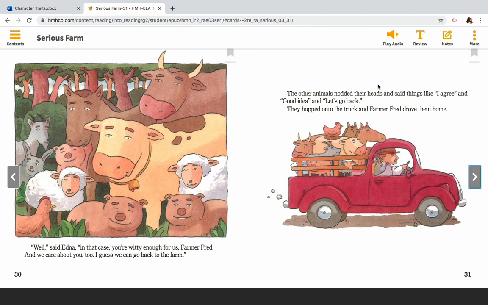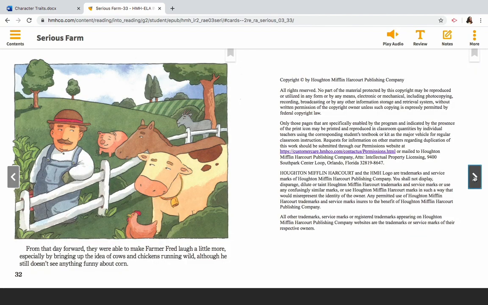So how do you think everyone is feeling now? Everyone's going home together. They got Farmer Fred to laugh. They're probably feeling very happy, right? From that day forward, they were able to make Farmer Fred laugh a little more, especially by bringing up the idea of cows and chickens running wild, although he still doesn't see anything funny about corn.